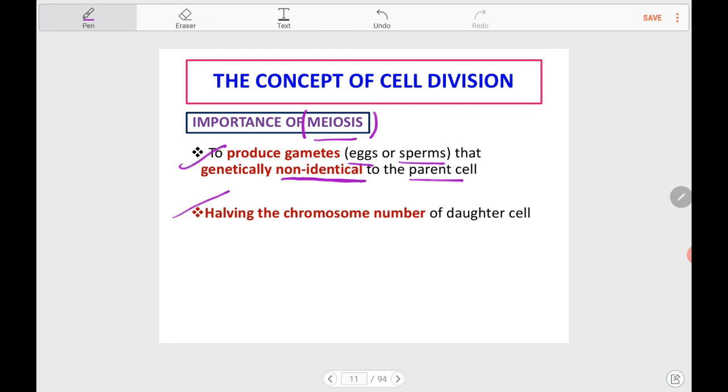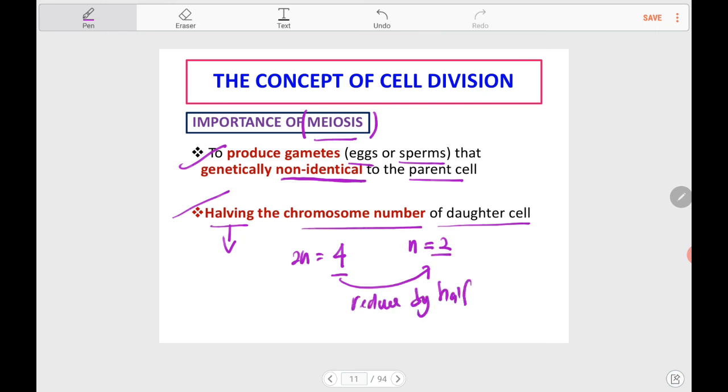Okay, number 2. Meiosis also involve halving. Halving maksudnya to reduce by 50% the number of chromosome in the daughter cell. Okay, so if the parent cell has 2n equals to 4 chromosomes, the 4 daughter cell will have n equals to 2 number of chromosomes. So daripada 4 sudah jadi 2. So reduce by half or 50%. Okay, so ini untuk meiosis. Unlike mitosis, di mana the number of chromosomes in the daughter cell is the same as the number of chromosome in the parent cell.